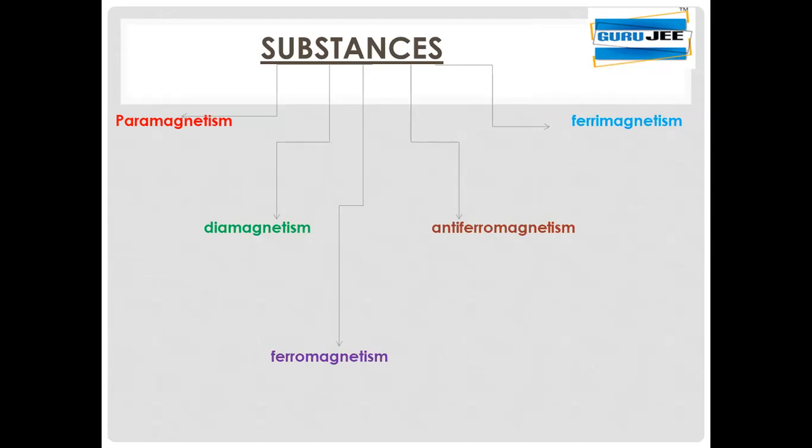Now, according to the magnetic properties of electrons, the whole substance can be classified into 5 types. That is paramagnetic, diamagnetic, ferromagnetic, antiferromagnetic, and ferrimagnetic substances. Okay, there are 5 types of substances according to the magnetic nature of that substance. These are the properties of substance. Okay, you should note down paramagnetic, diamagnetic, ferromagnetic, antiferromagnetic, and ferrimagnetic. Okay.